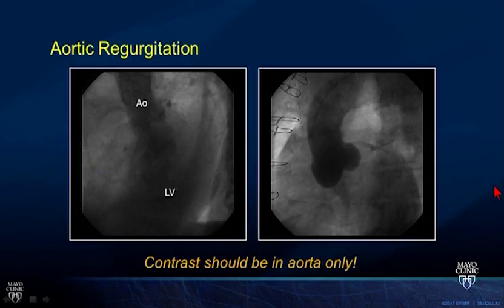Here's an example of aortic regurgitation. Here's an aortogram. This is only a still frame, but you can tell there's aortic regurgitation because there's contrast going into the left ventricle in this LAO view. Whereas here, this patient does not have aortic regurgitation because there's no contrast going into the left ventricle during injection.